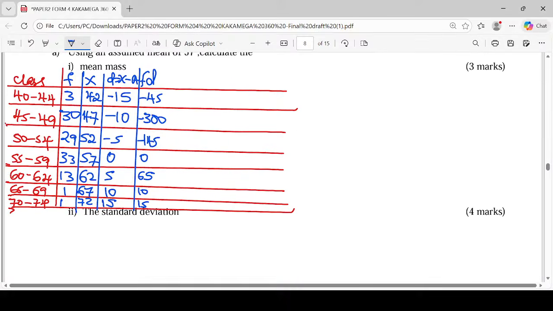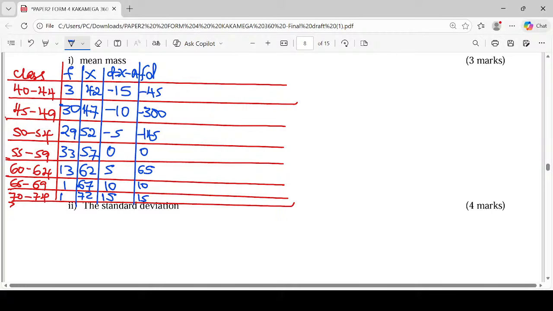Let us sum it up and see what we get. Sorry, I'm summing the FD column. So it should be negative 45 plus negative 300 plus negative 145 plus 0 plus 65 plus 10 plus 15. This gives you negative 400. Negative 400, let me just put it here. I know it's overlapping, but that is negative 400.